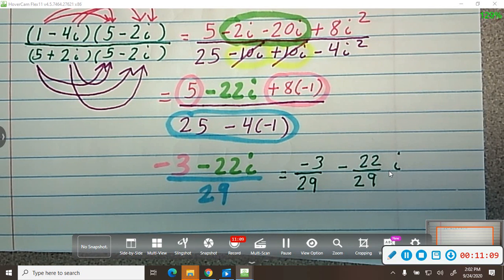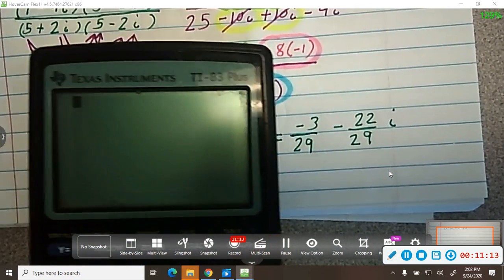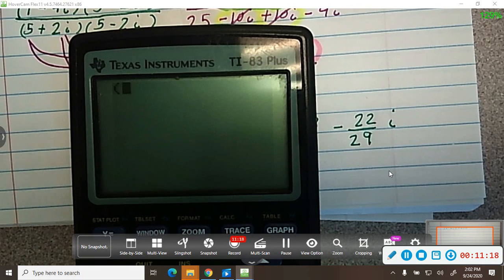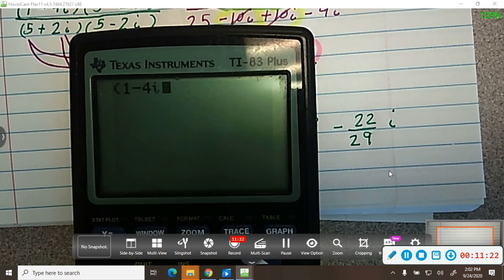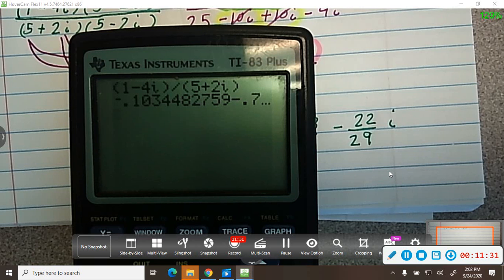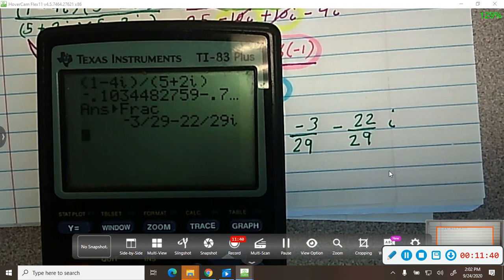Now what's kind of cool is I can also type this into the calculator. And I'll move this here in a second. So the problem was, I have to type it in parentheses, 1 minus 4i divided by 5 plus 2i. It spits out the answer in decimal form, but I could go math, enter, enter, and there we go. Negative 3 over 29 minus 22 over 29i.